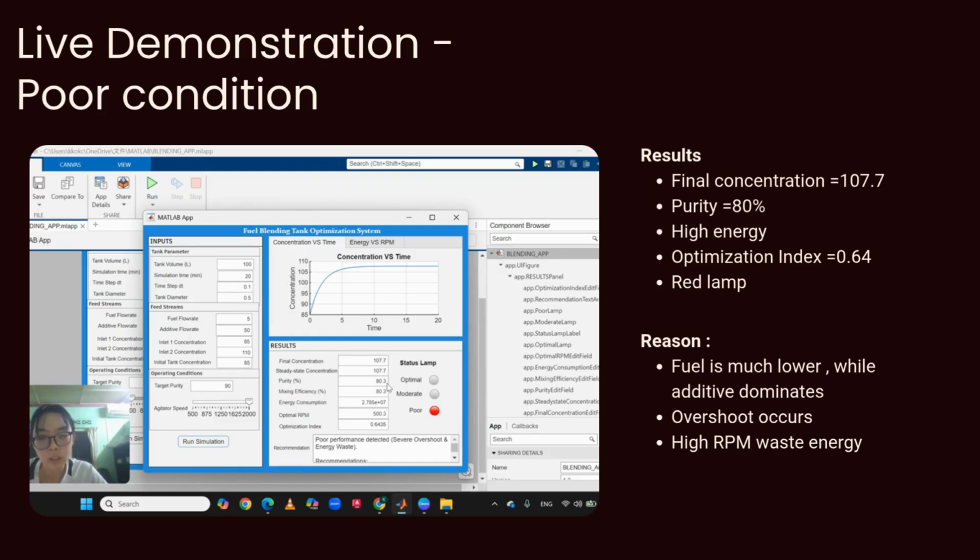Because the agitation speed is still remaining at high speed, the energy consumption is still very high. And because of the poor mixing efficiency and also high energy consumption, the optimization index falls to 0.64, which is poor performance.